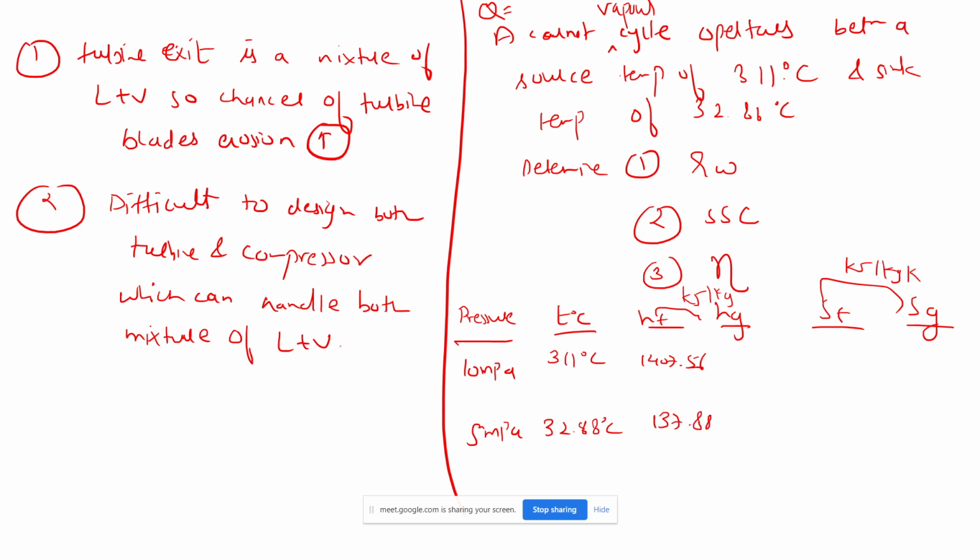Here HF is 137.88, Hg is 2724.2, and 2561.42. Then 3.6 and 0.4764, here it is 5.6141, and here it is 8.3951. Okay, can you determine?